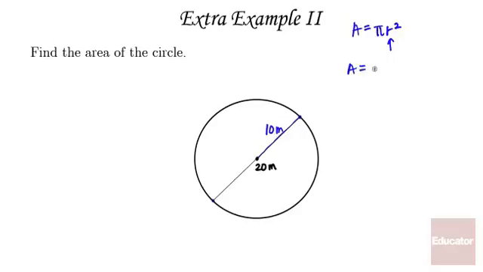I can go ahead and plug in my numbers and solve for my area. Pi is 3.14. The radius is 10 squared. Again, order of operations says we have to take care of the exponents before multiplying. So area equals 3.14 times, and I am going to leave this for the next step. 10 squared is not 10 times 2, it's not 20, be careful. It's 10 times 10, which is 100.